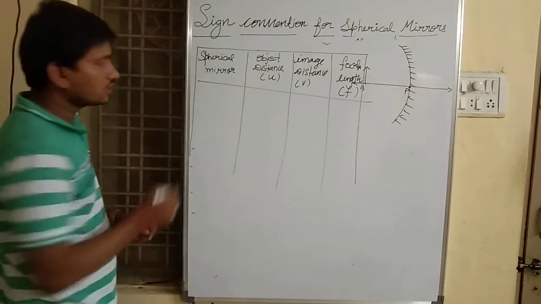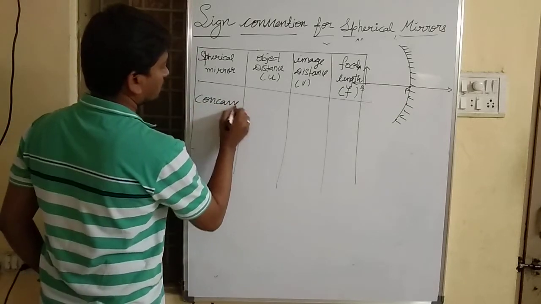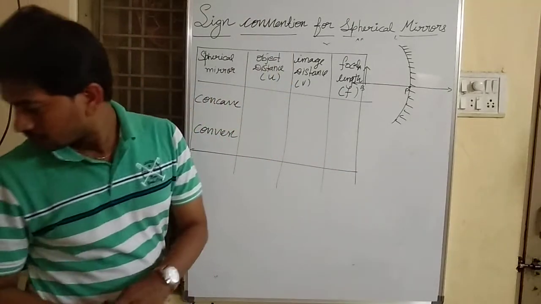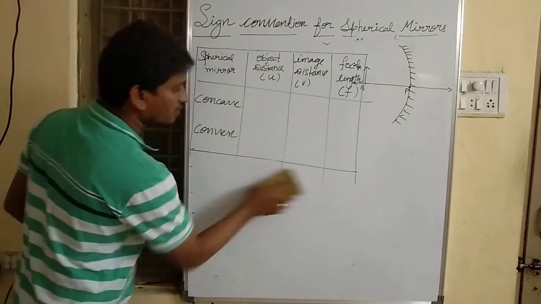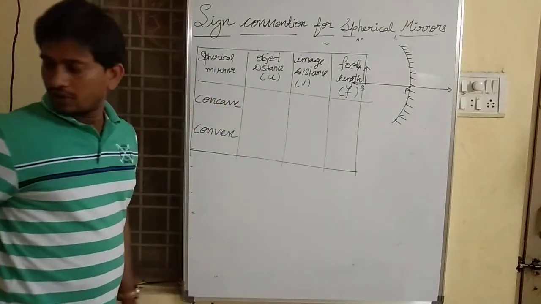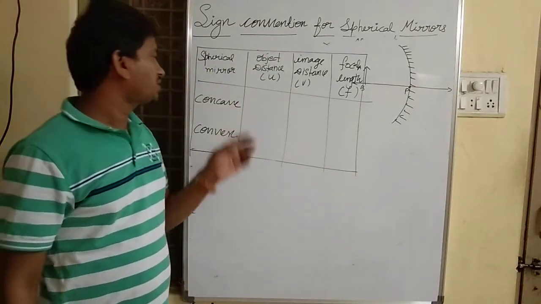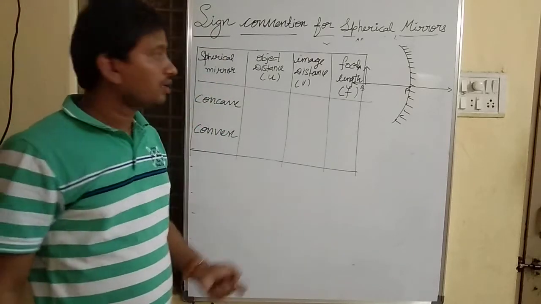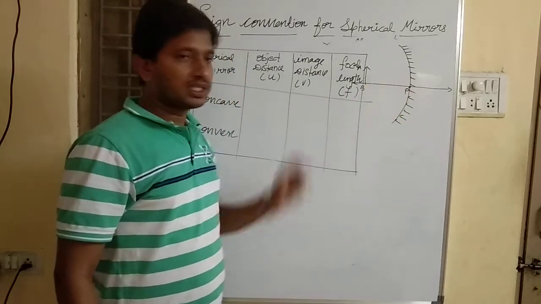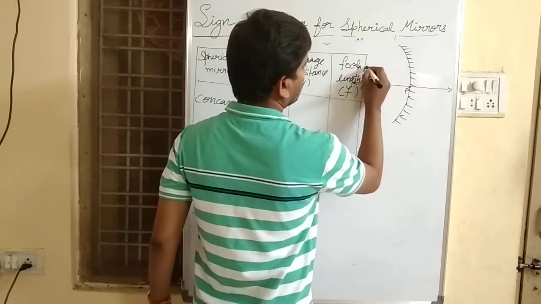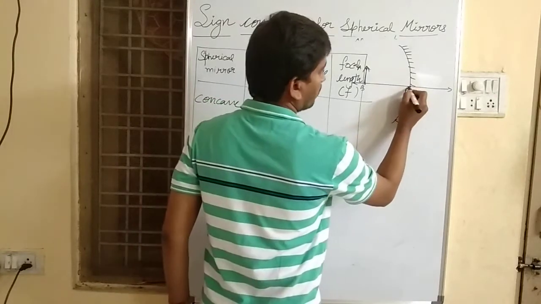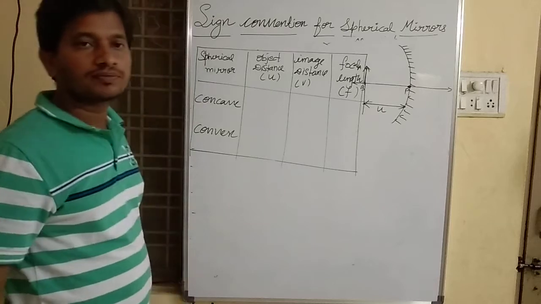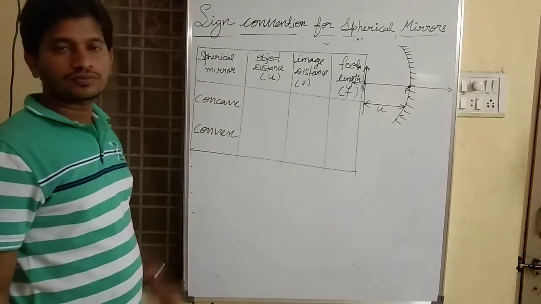We have two spherical mirrors. One is concave and the other one is convex. Can you tell me what the object distance is for a concave mirror? What do you mean by object distance? Object distance is nothing but the distance between pole and object. Here is our object AB and this is our pole. This distance is object distance. We can represent it with letter U.